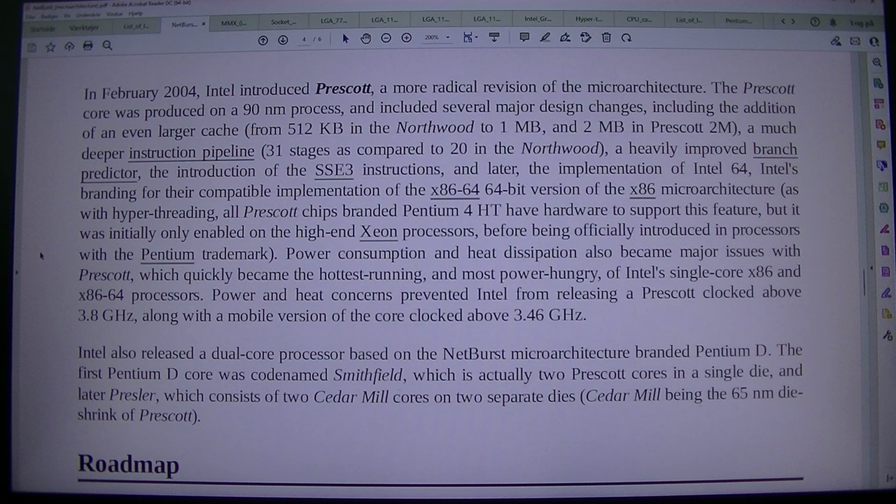Power consumption and heat dissipation also became major issues with Prescott, which quickly became the hottest running, and most power-hungry, of Intel's single-core x86 and x86-64 processors. Power and heat concerns prevented Intel from releasing a Prescott clocked above 3.8 GHz, along with a mobile version of the core clocked above 3.46 GHz.